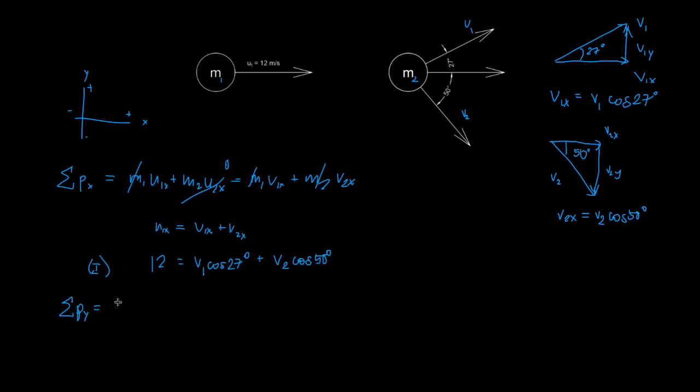So, that is m sub 1 times u sub 1 sub y plus m sub 2 times u sub 2 sub y equals m sub 1 v sub 1 sub y plus m sub 2 times v sub 2 sub y.